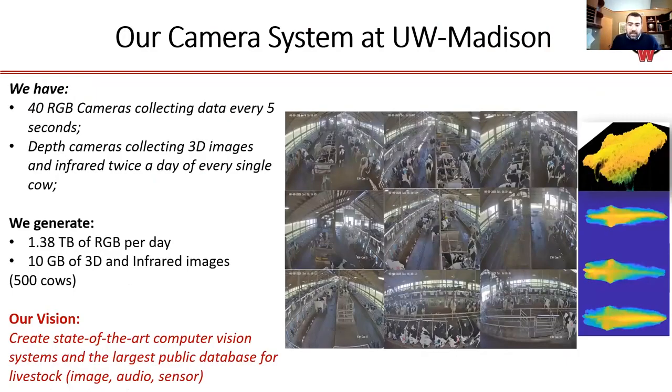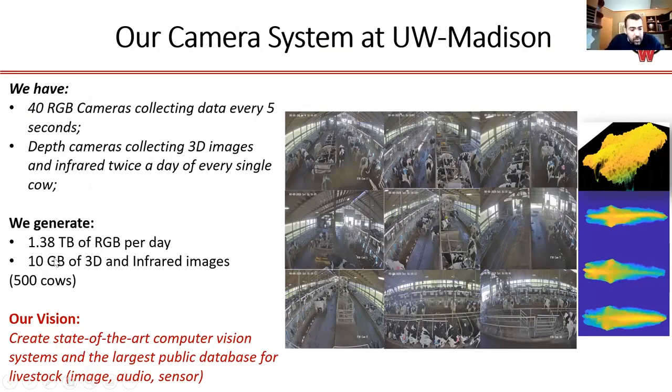So what we are developing at the UW, we have 40 RGB cameras generating data every 5 seconds, and depth cameras collecting images for every single cow. Compared to other domains, we do not generate large data sets, but in our domain, this is hard to handle.